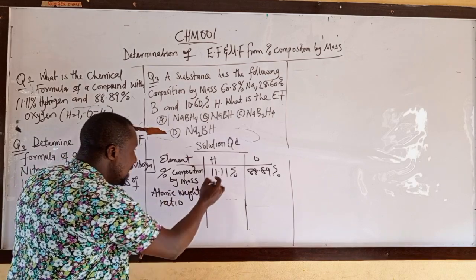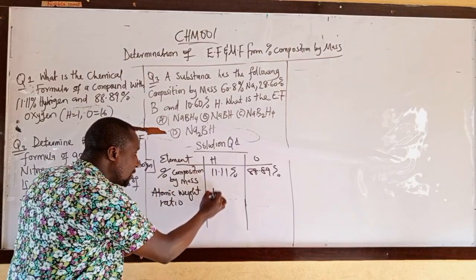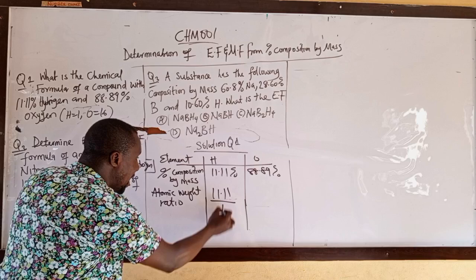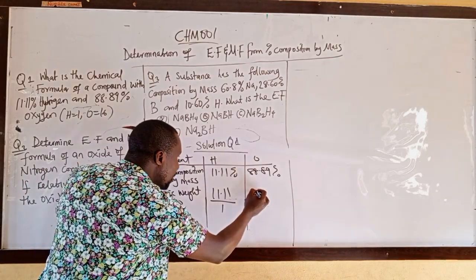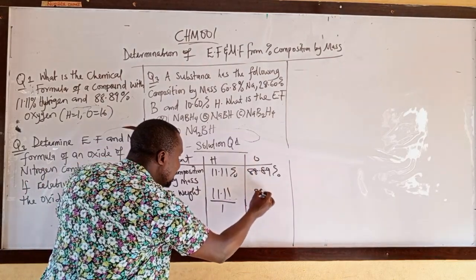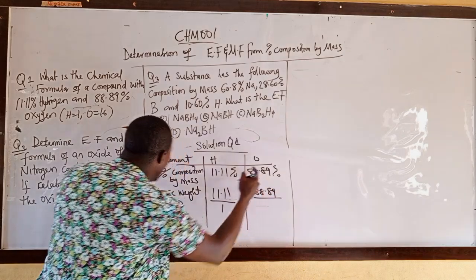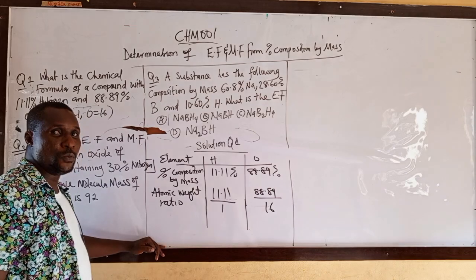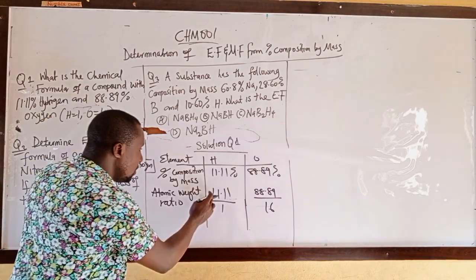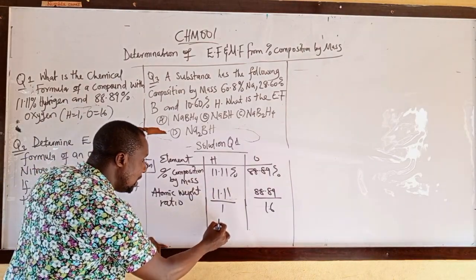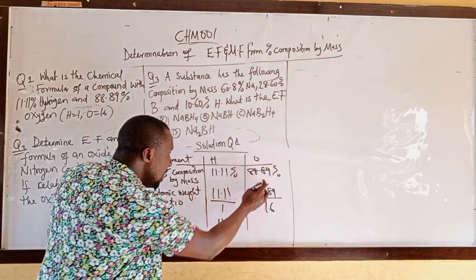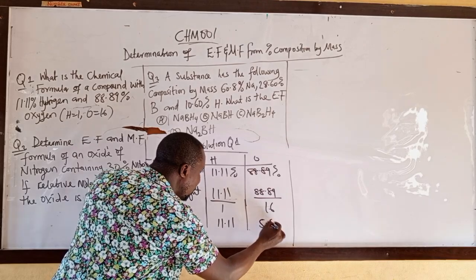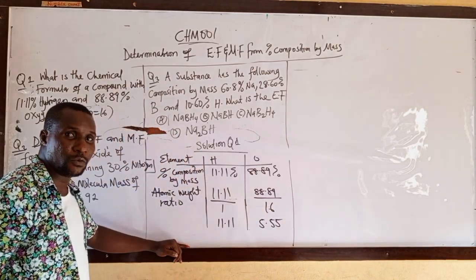How do we do this? The percentage composition by mass of hydrogen, 11.11, is divided by the mass number of hydrogen, which is 1. For oxygen, 88.89 is divided by the mass number of oxygen, which is 16. 11.11 divided by 1 gives 11.11. 88.89 divided by 16 gives 5.55.